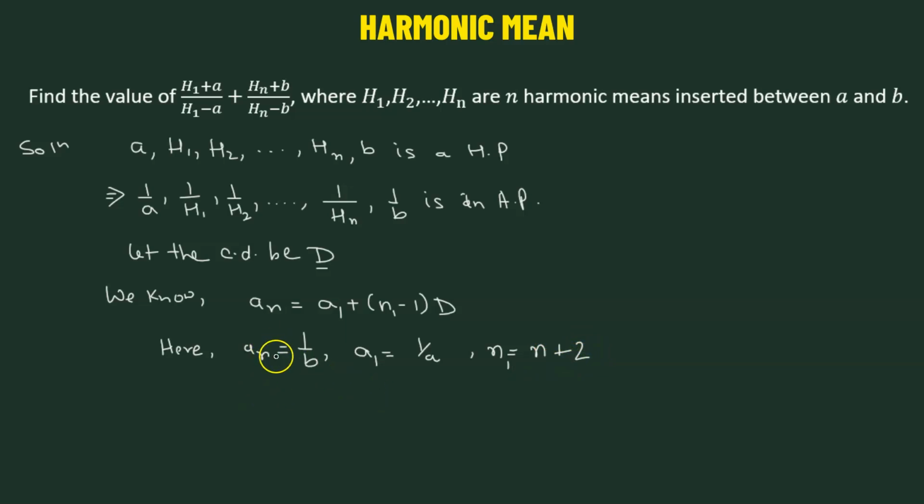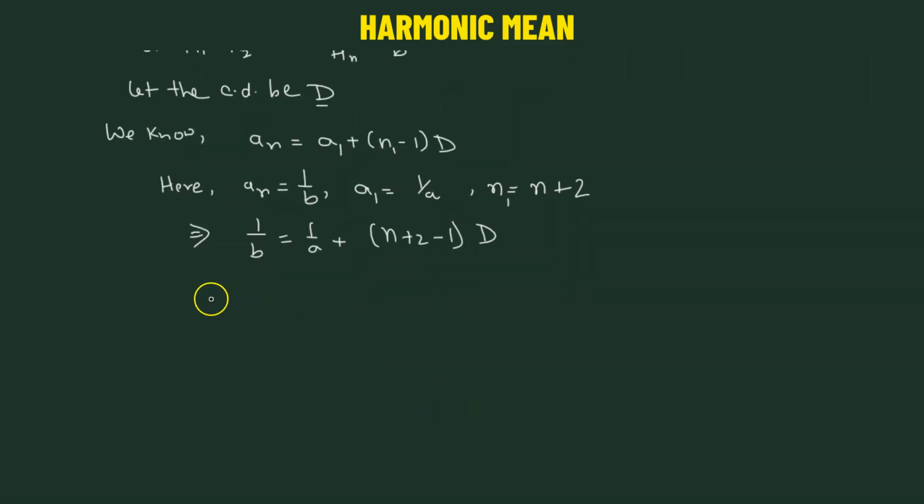So we can find out the value. a_n will be 1 over b. So this implies 1 over b equals 1 over a plus, in place of n1 we have n plus 2, minus 1 times the common difference d. So let's try to find an expression for d. The d is going to be equal to a minus b divided by n plus 1 times ab. We're going to label this as number 1.